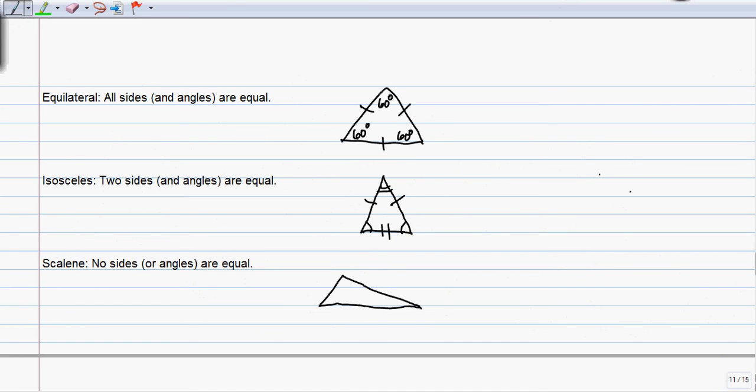All right. A scalene is a triangle in which no sides are equal. So this side, this side, and this side all have different measurements. So I use a different number of dashes on each one to denote that.